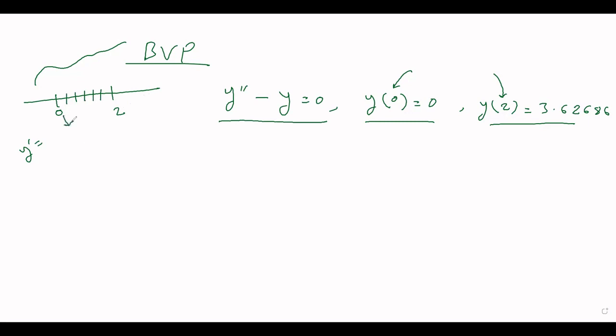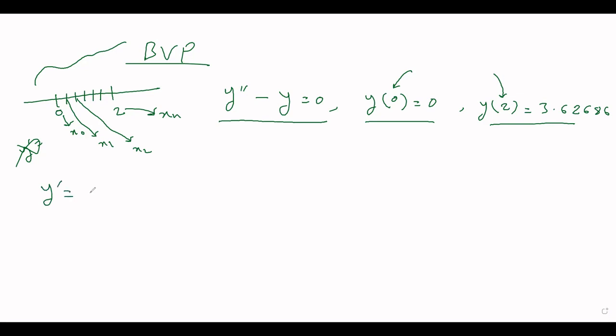Say this is x0. The second point is x1. The third point is x2, and so on. The last one is xn. So there are n sub-intervals, and there are n plus 1 grid points as usual.